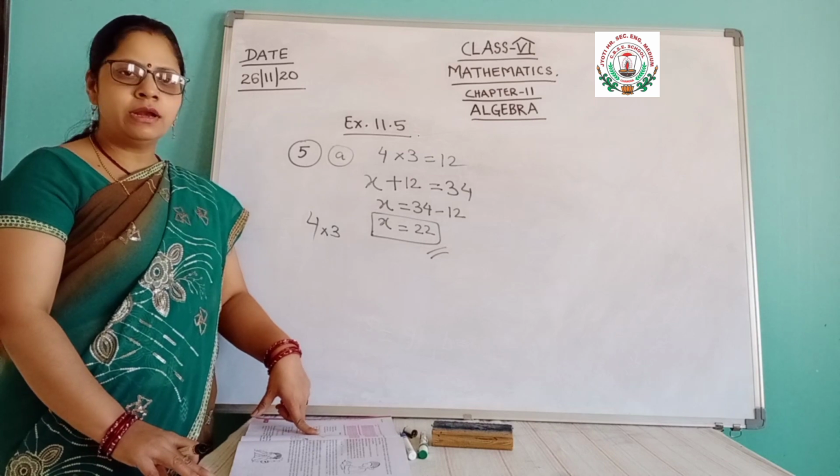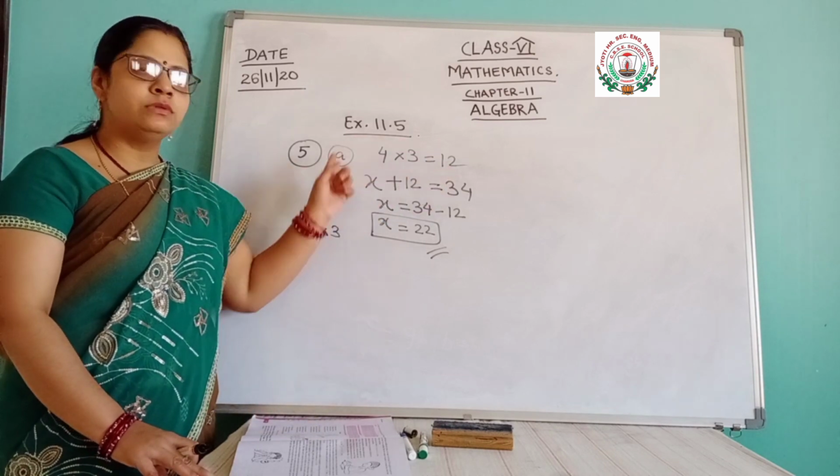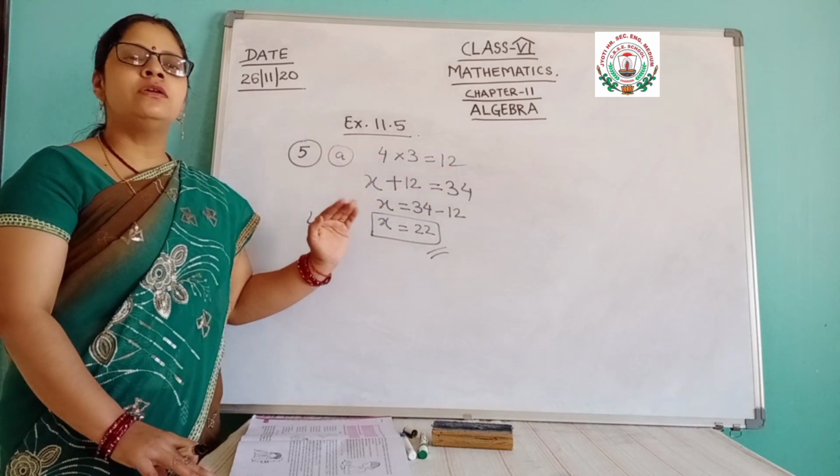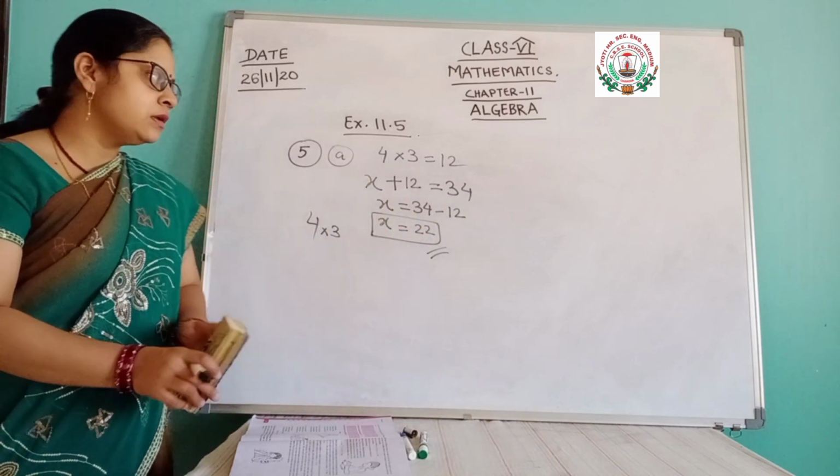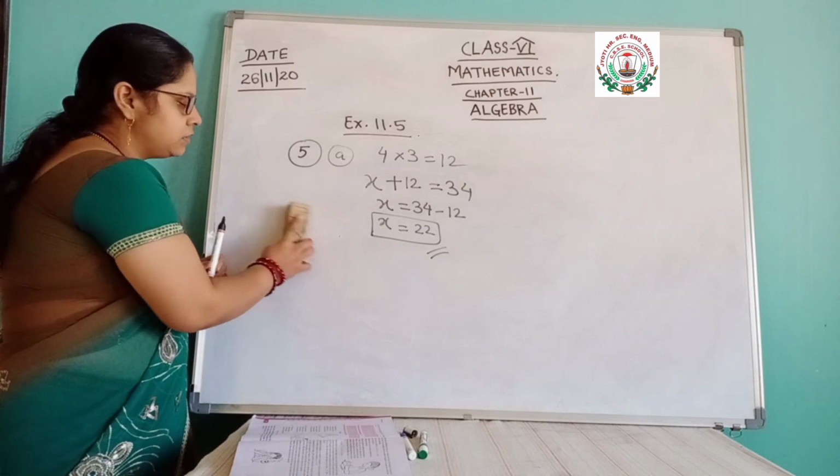Exactly 34 when you are adding this 12 to that number. Means now your equation is x plus 12 is equal to 34. This is our equation. Now we will have to solve this equation.